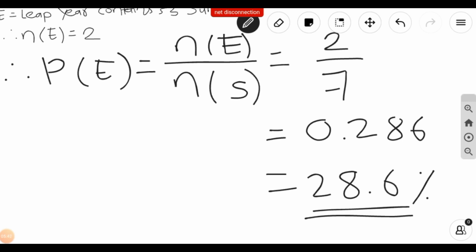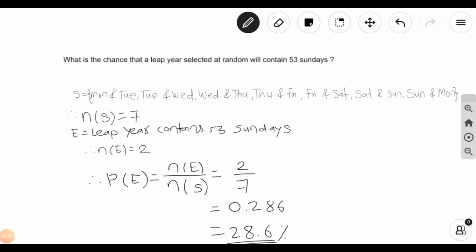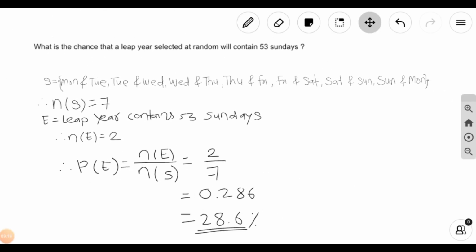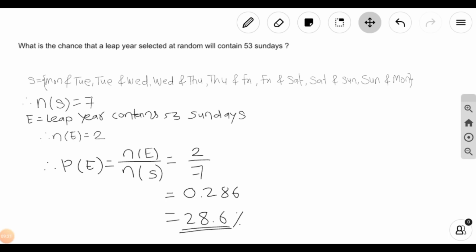So here is the probability of 53 Sundays. The probability of a leap year containing 53 Sundays is 28.6%.